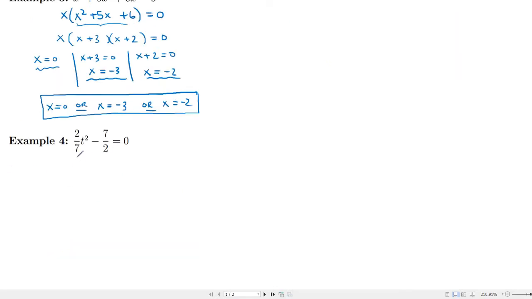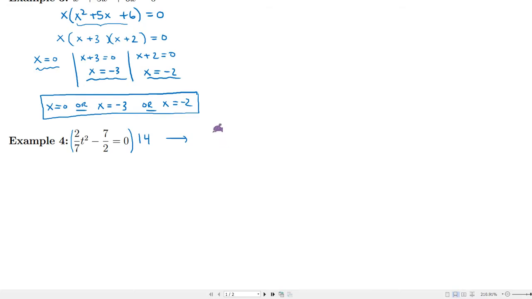In this next example, we have some fractions, and one method that we used before when solving equations was to multiply by a least common multiple. So if I want to get rid of the 7 and the 2, I can multiply by a multiple of those two, and they're not common. 2 doesn't divide into 7. They're both prime, so the least common multiple would be 14 in this case. So if we multiply this whole equation by 14, what do we actually get?